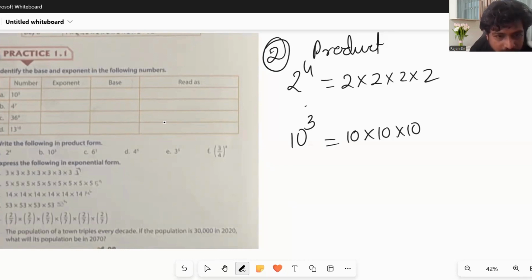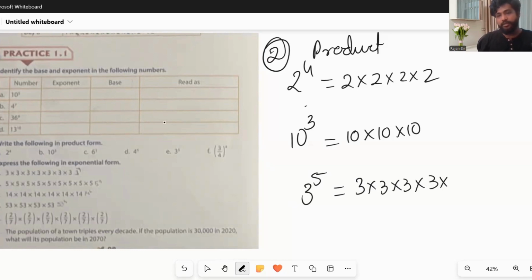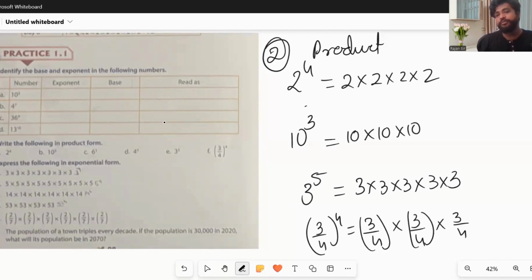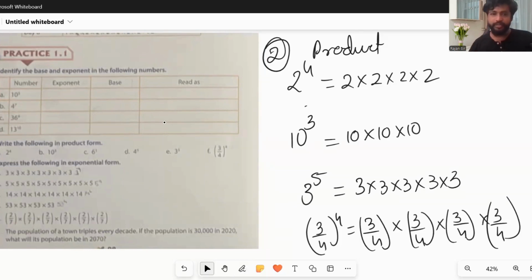Let's say the next one is 3 raised to 5. So we have 3 into 3 into 3 into 3 into 3, 5 times. The next, (3 by 4) to the power 4. So we can write 3 by 4, take the bracket, 3 by 4, 3 by 4, and 3 by 4. Okay, so this is the product form. So you write the product form, just expand, write into, that's it. Don't have to actually find the value or evaluate the actual answer. Okay.